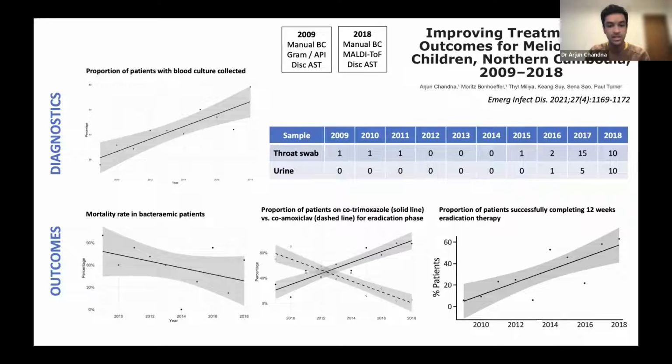So the first line agent for eradication should be cotrimoxazole. You can see a massive uptake in cotrimoxazole versus co-amoxiclav over the decade. And you can also see that the proportion of patients actually managing to complete 12 weeks of eradication therapy really did improve over the decade.